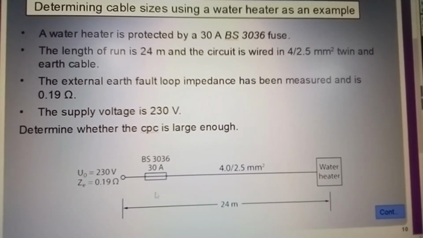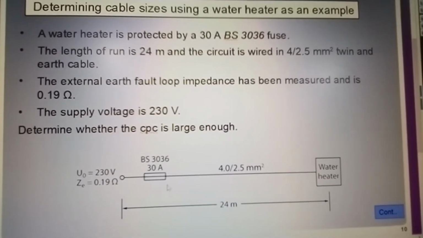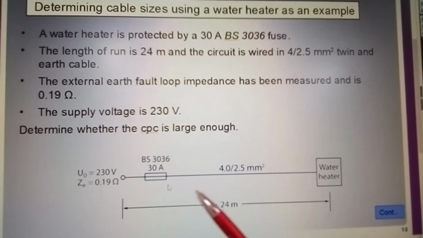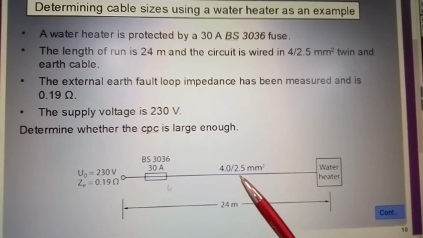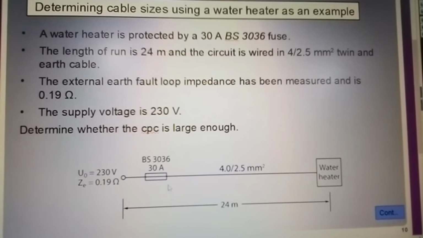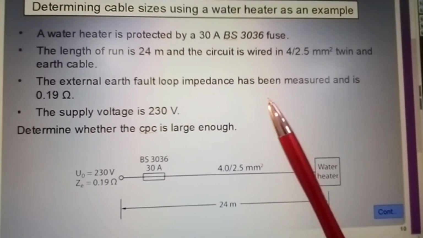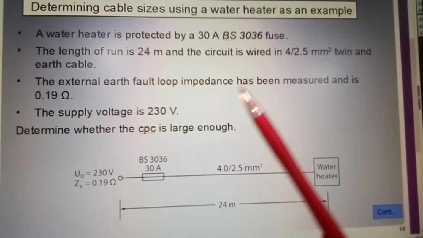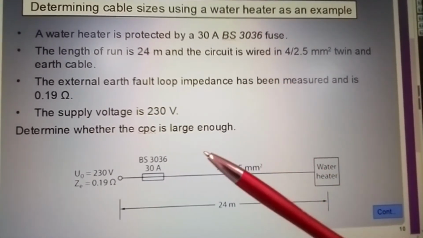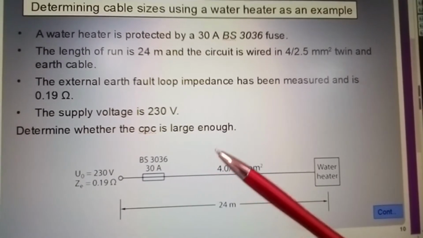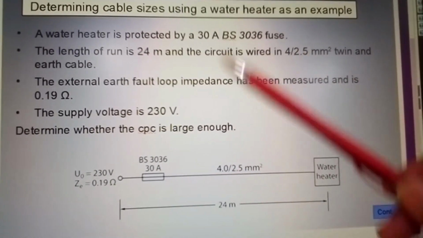So we're determining whether the CPC is large enough. Now here, this gives me a question again, whether it's 4 millimeters or 2.5 millimeters. And we know it's 24 meters run. So again, it's a little question for myself. But again, look in your on-site guide. Look at the IET regs, make sure you understand the concept as to what this is referring to, and that you can eliminate any errors that you may see here.